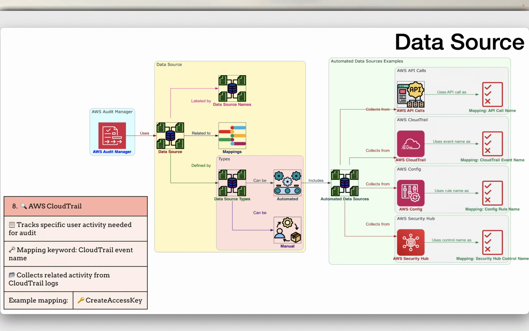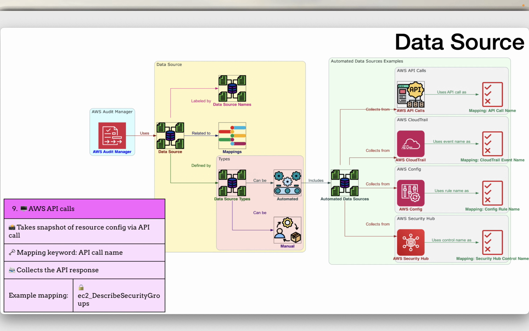Next, AWS CloudTrail. Use this data source type to track a specific user activity that is needed in your audit. Audit Manager uses the name of a CloudTrail event as the mapping keyword, and collects the related user activity from CloudTrail logs. For example, user activity could be create access key. This will show up in Audit Manager, but this information will be pulled from CloudTrail, and this is a CloudTrail event. Event name is create access key.